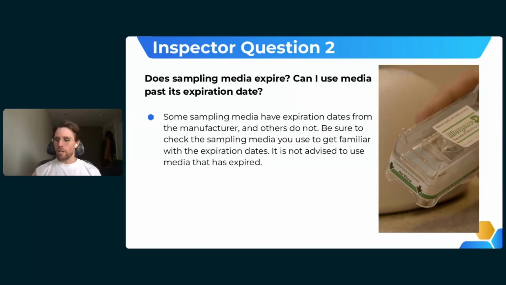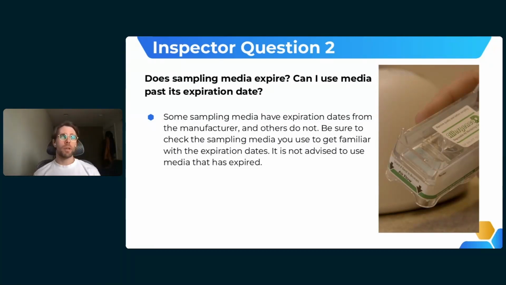And the expiration there is the gel media, the adhesive can dry out and desiccate and be less efficient to collection. There are other expiration dates on things like swabs and tapes. Occasionally, sometimes there's not, sometimes there is. It's best practice as a professional inspector to only use media that has not expired. It is within its expiration cycle.